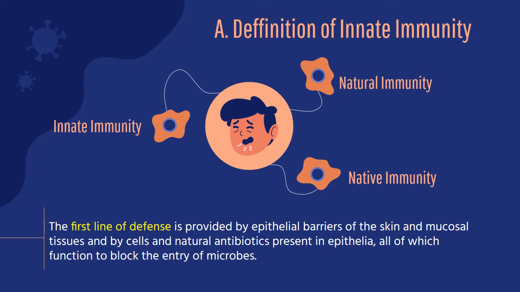Innate immunity is the first line of defense provided by epithelial barriers of the skin and mucosal tissues and by cells and natural antibiotics present in epithelia, all of which function to block the entry of microbes. It blocks microbial infection through epithelial barriers, destroys many microbes that do enter the body, and is capable of controlling and even eradicating infections.